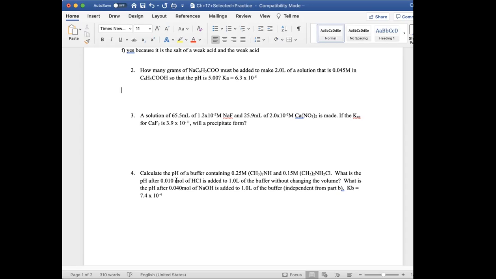And now you multiply it by the molar mass, so that times 144 grams per mole. And that is 10.75, you said? Yeah. So that's the answer. You have to add 10.75 grams of the NaC6H5COO in order to make that solution with that pH.